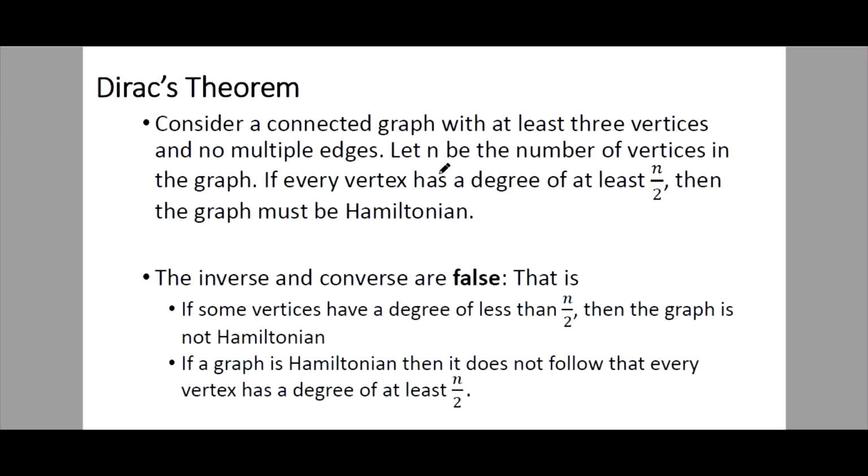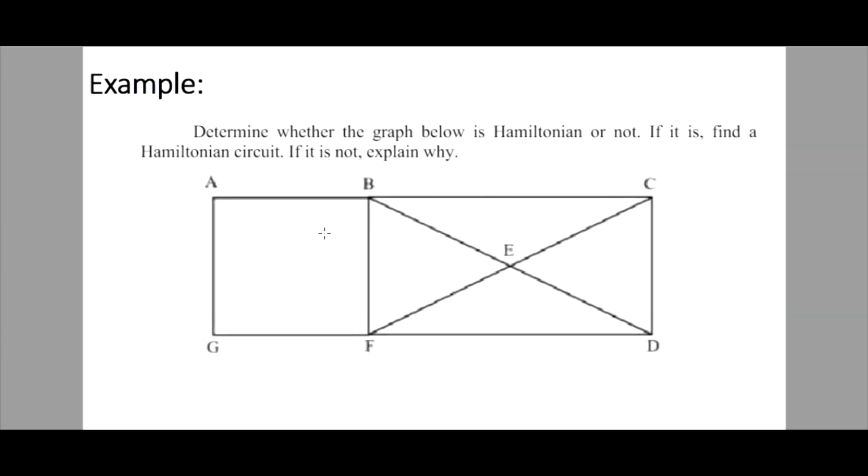Now, this is what I told you, that the inverse and the converse of this theorem is false. We cannot directly say that if this is false, then of course there is no Hamiltonian circuit. So for example, determine whether the graph below is Hamiltonian or not. If it is, then find a Hamiltonian circuit. If it is not, explain why.